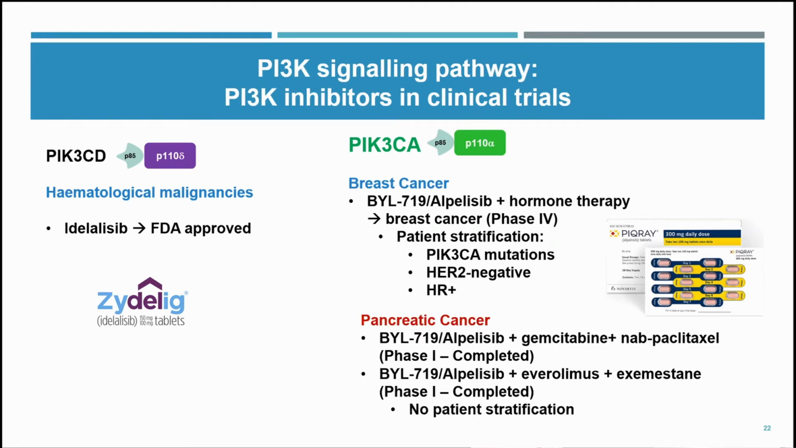For pancreatic cancer, two phase 1 clinical trials have just recently finished. The official results are not yet published, but in this case, there was no patient stratification.